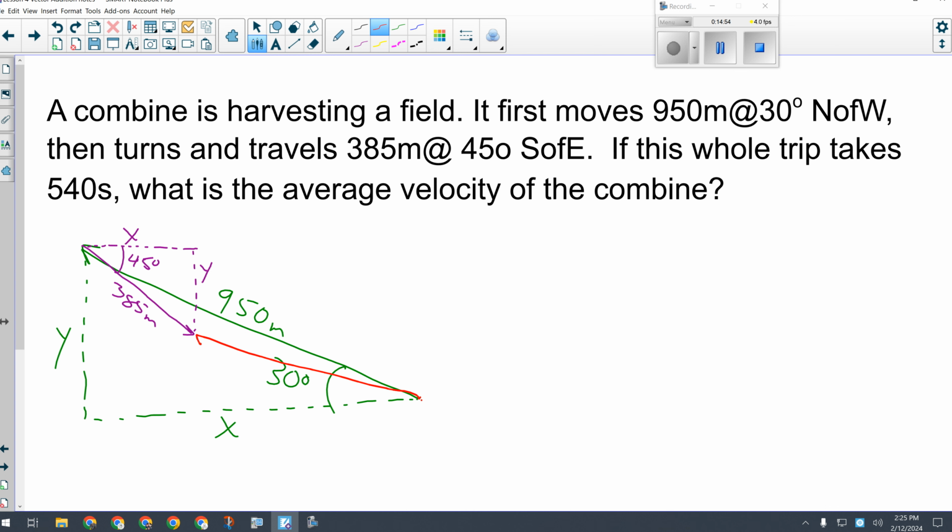Like so, and it's a triangle. It can look like that, or you can draw it the other way. You can draw it this way and up. Either way will work.